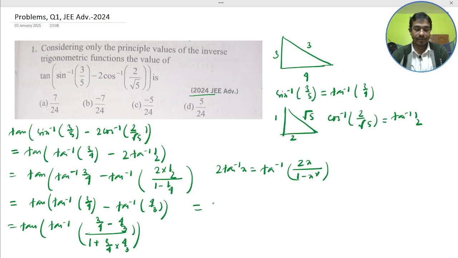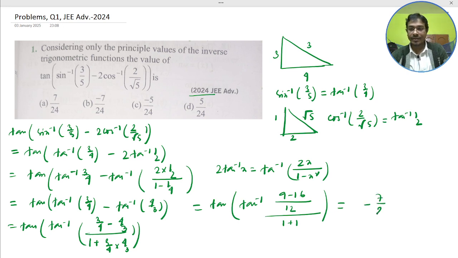So it becomes tan of tan inverse of (9 minus 16 divided by 12) divided by 1 plus 1. Just calculate: it is minus 7 by 24. Minus 7 by 24 means B would be our correct answer.